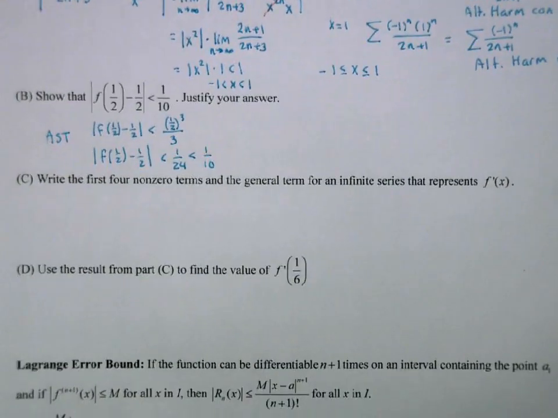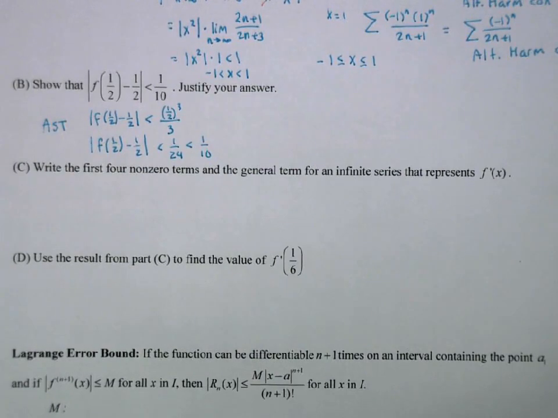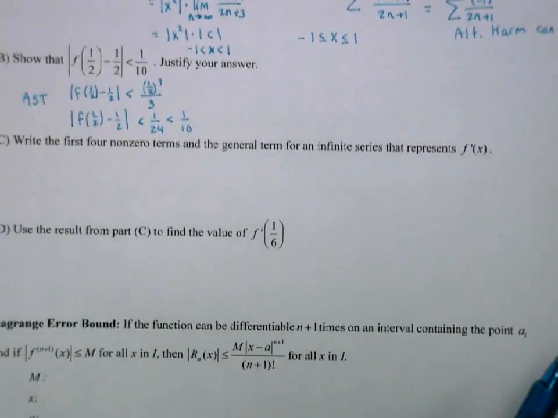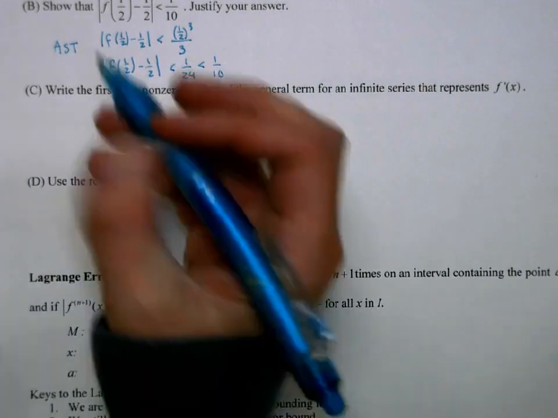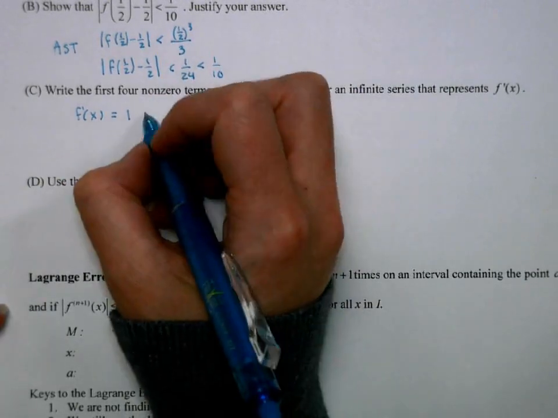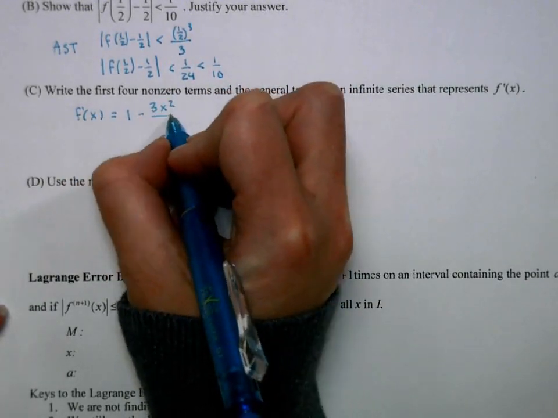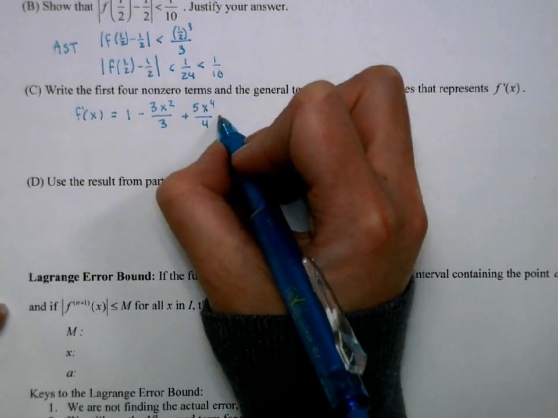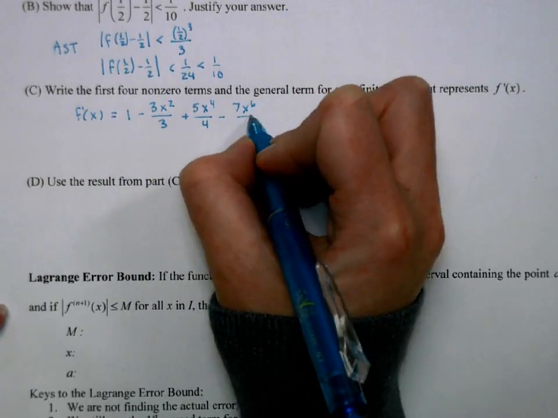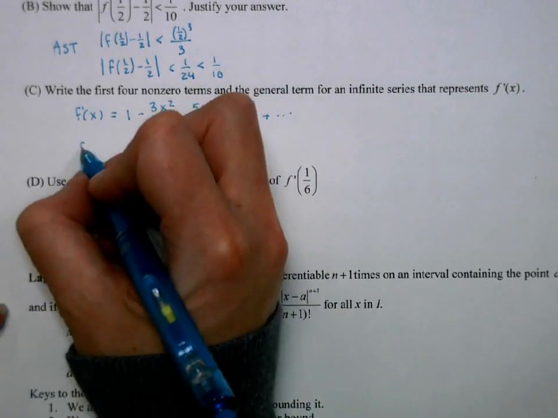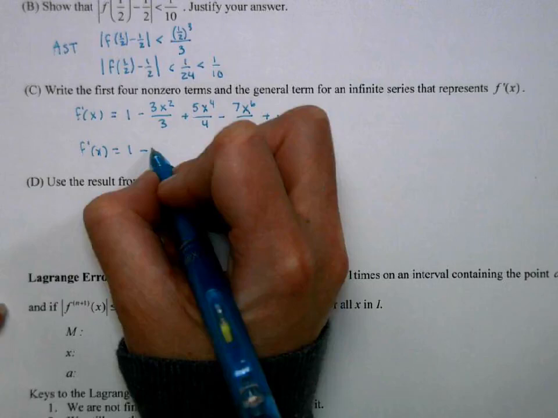Write the first 4 non-zero terms and the general term for the derivative. Okay, so we're just going to do the power rule here on all those terms. Okay, so derivative of x is 1 minus 3x squared over 3 plus 5x to the 4th over 4 minus 7x to the 6th over 7. And I'll deal with the general term next. Okay, because I can simplify this. So I have 1 minus x squared plus x to the 4th minus x to the 6th.